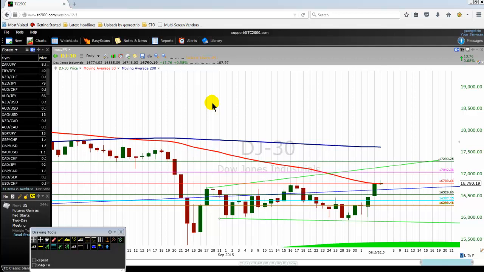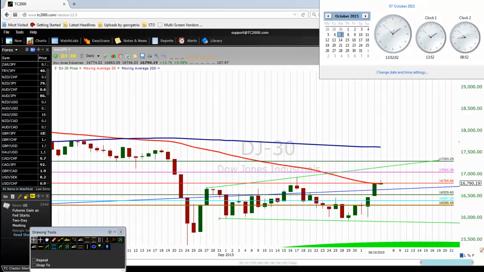So the time in London now is 52 minutes past 1 p.m. In New York, 52 minutes past 8 a.m. In Australia, 52 minutes past 6 p.m.